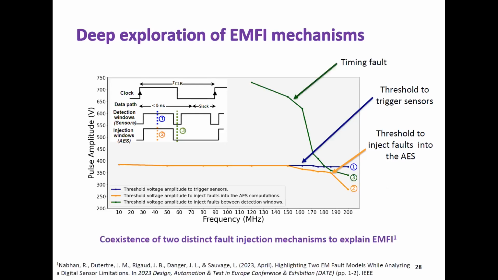But if we take the third electromagnetic injection time, where the time is between these two detection windows, we draw a third line, in green, where at 120 megahertz the threshold voltage amplitude is 720 volts, and it decreases progressively until 320 at 200 megahertz. This line reflects the timing fault as well as the slack to get evaluation time. So these three curves show the coexistence of two distinct fault injection mechanism models at the same time to explain EMFI. That's why I invite you to read my 2023 publication for more details.